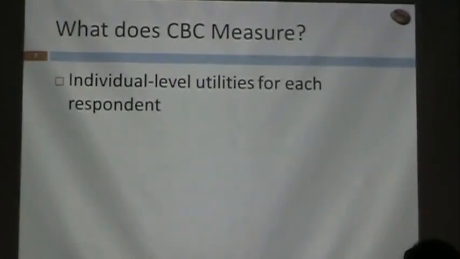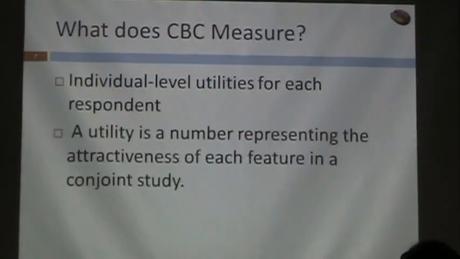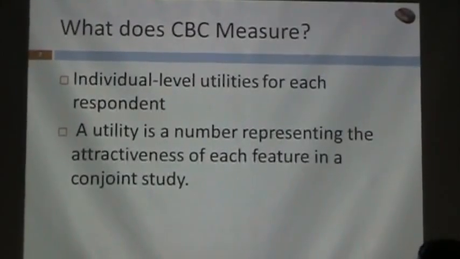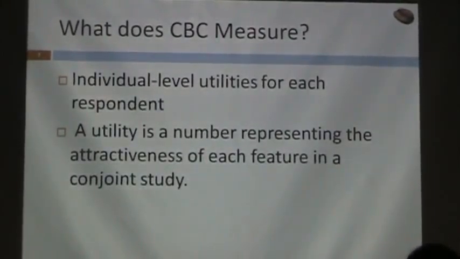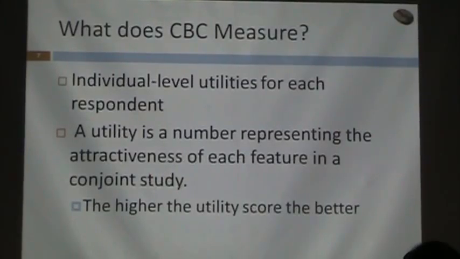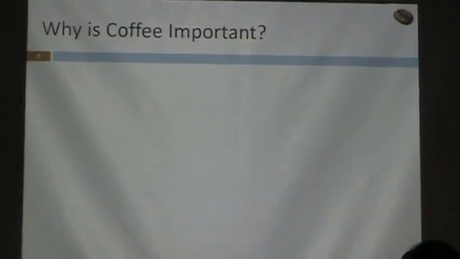So what does it measure? Keep talking about value, utility. What is that? You get individual utility values for each respondent. And that is a number that represents the attractiveness of that feature. So how many times the consumer chose a product that had that feature, that will start getting a value associated with it. And in general, the higher the utility score, the more value it has to the consumer. So that is a real quick overview on conjoint in general and choice-based conjoint.